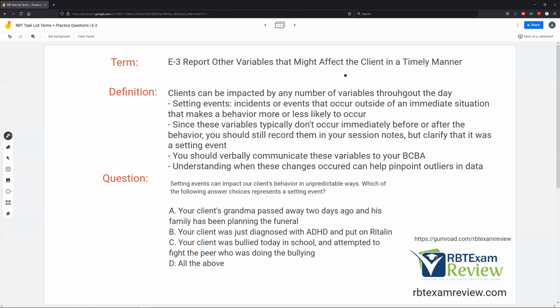So, question: setting events can impact our client's behavior in unpredictable ways. Which of the following answer choices represents a setting event? So A, your client's grandma passed away 2 days ago and his family has been planning the funeral. Absolutely, okay? A death in the family is absolutely a setting event that can affect our client.